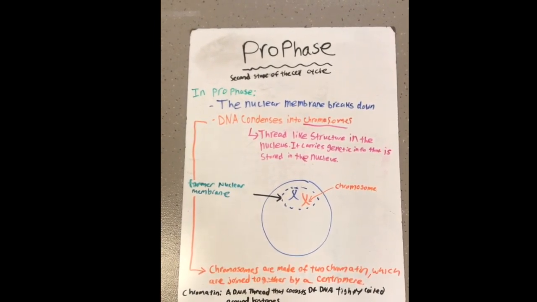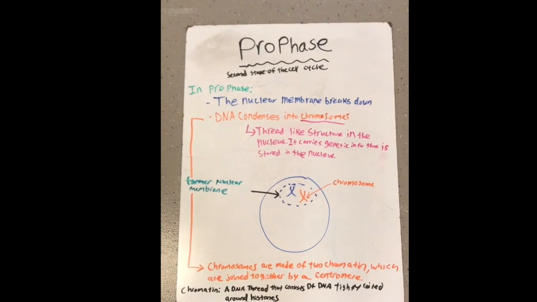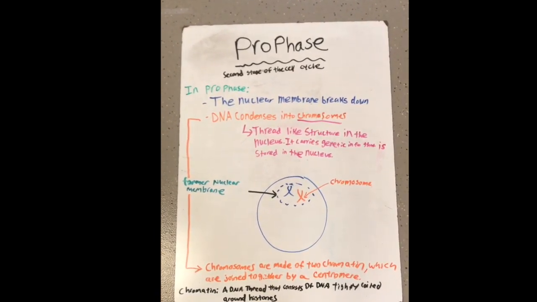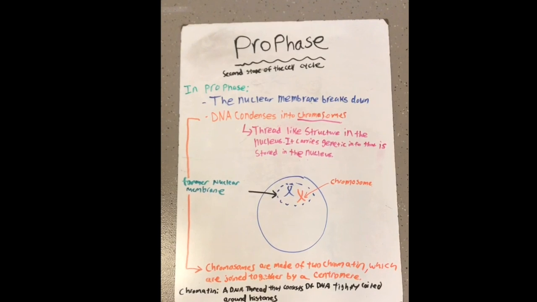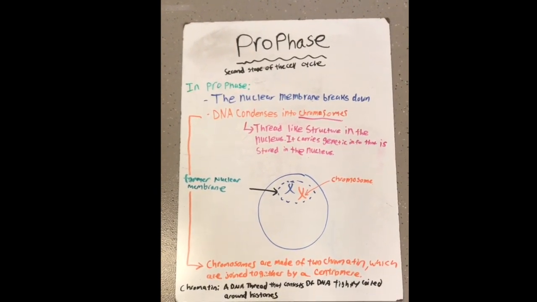Now in our diagram, you can see the former nuclear membrane, which is represented by the dashed lines, and also the chromosomes, which are represented by the X-shaped structures.